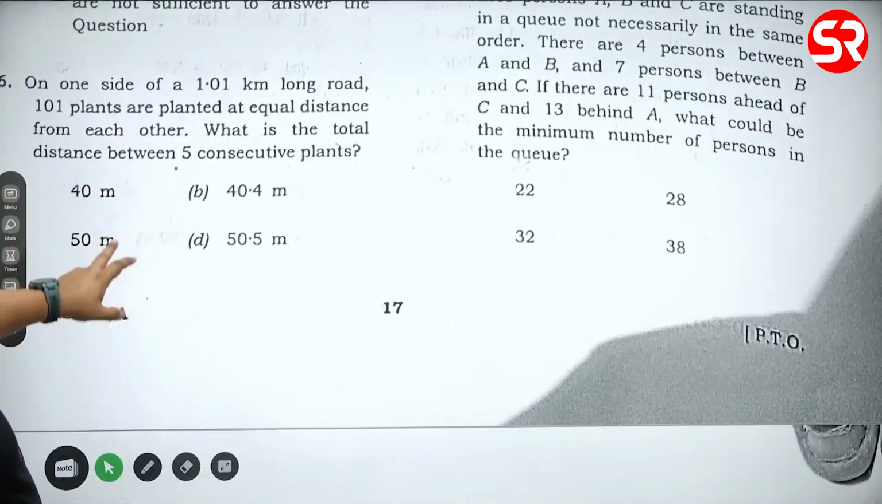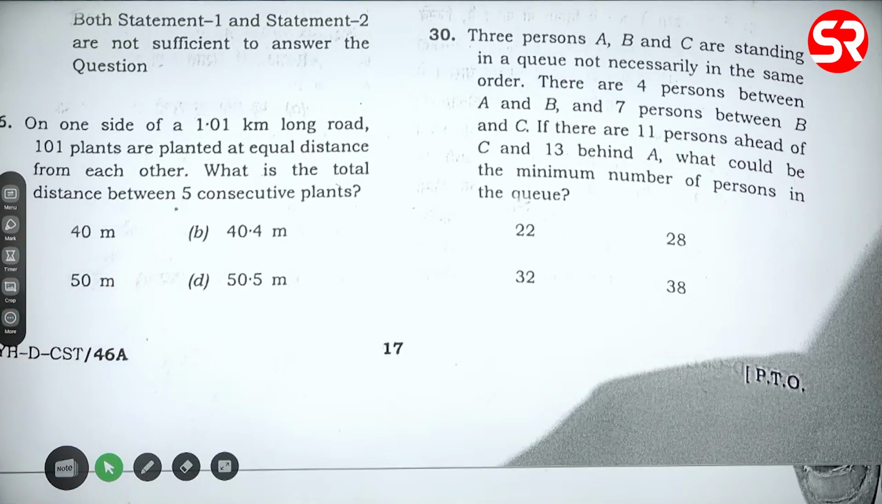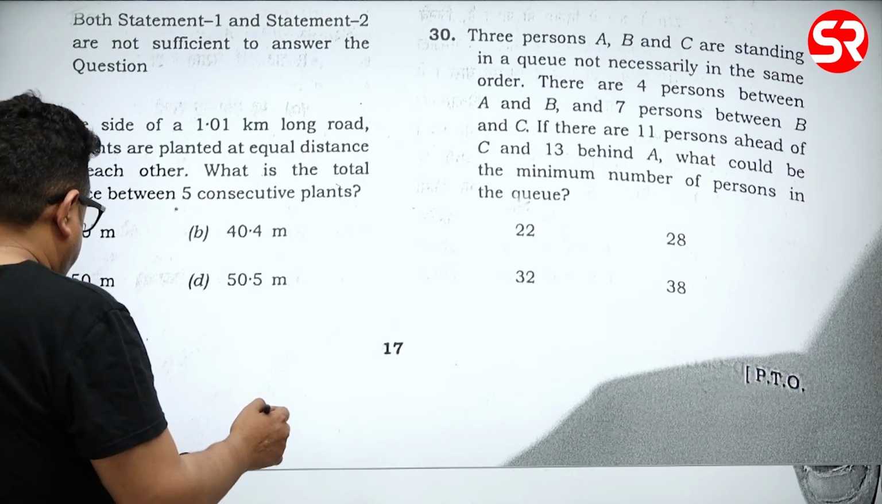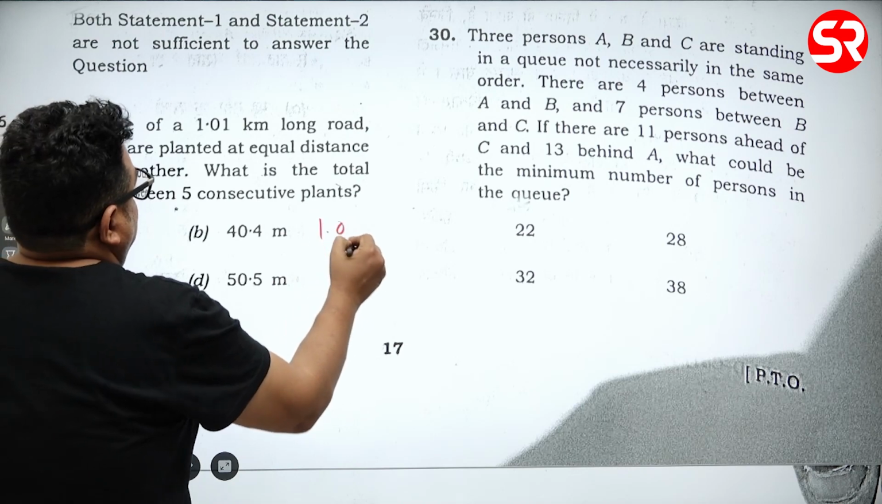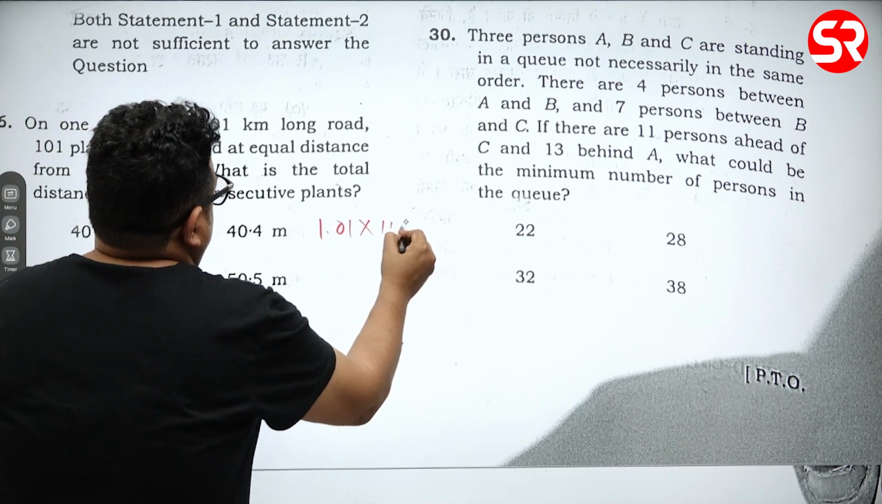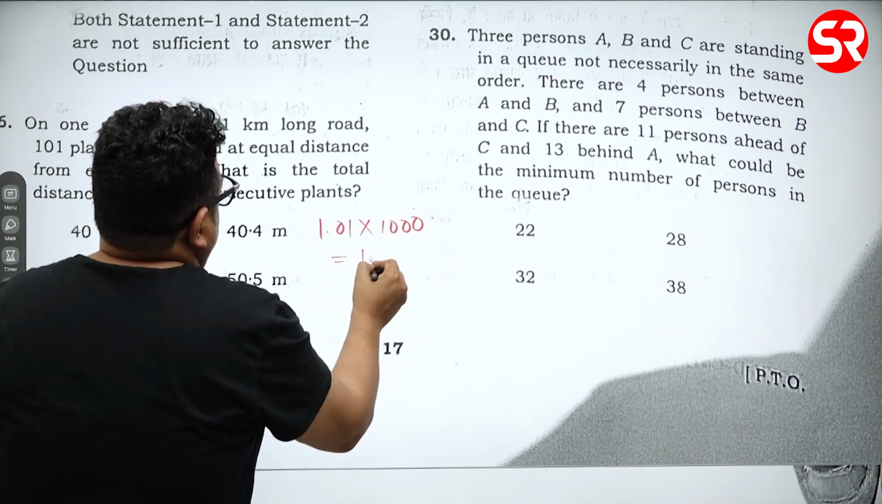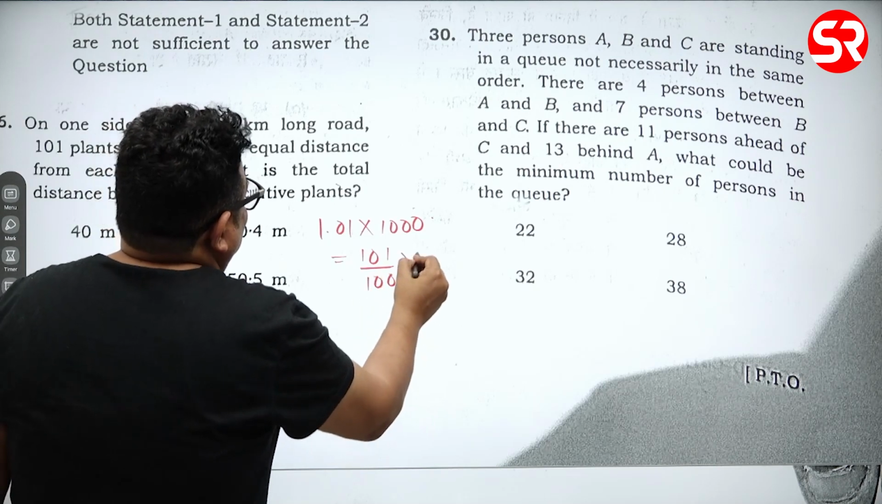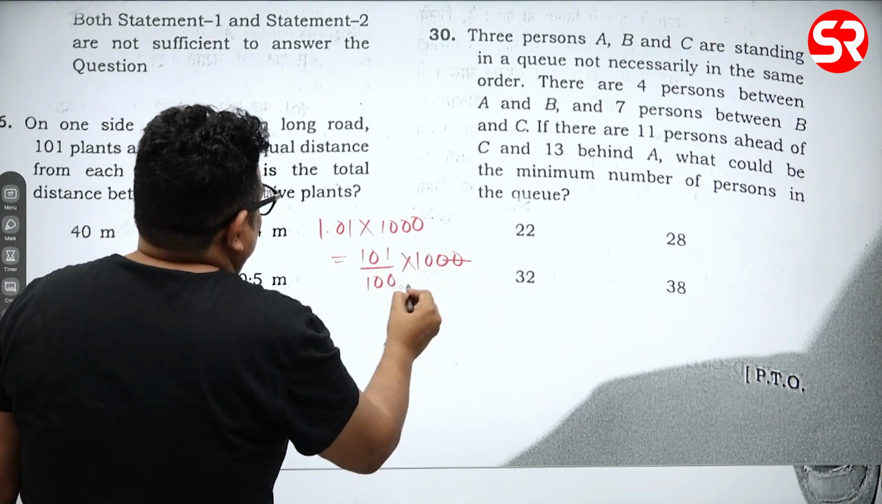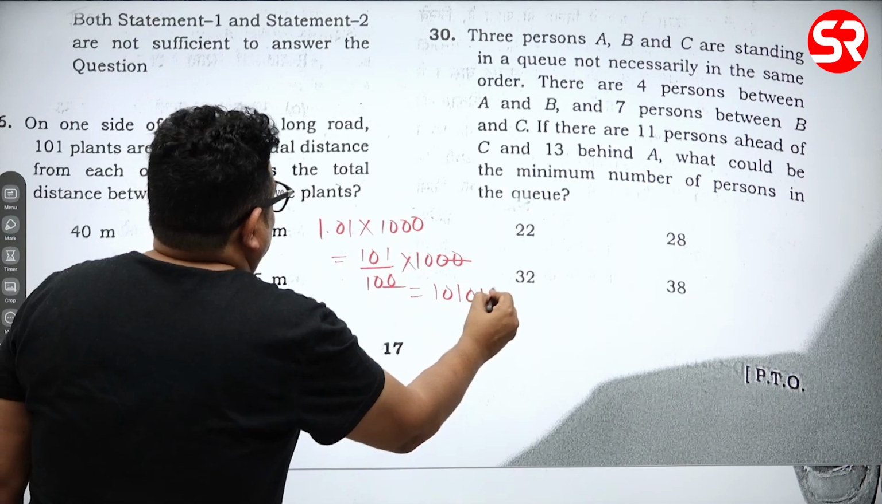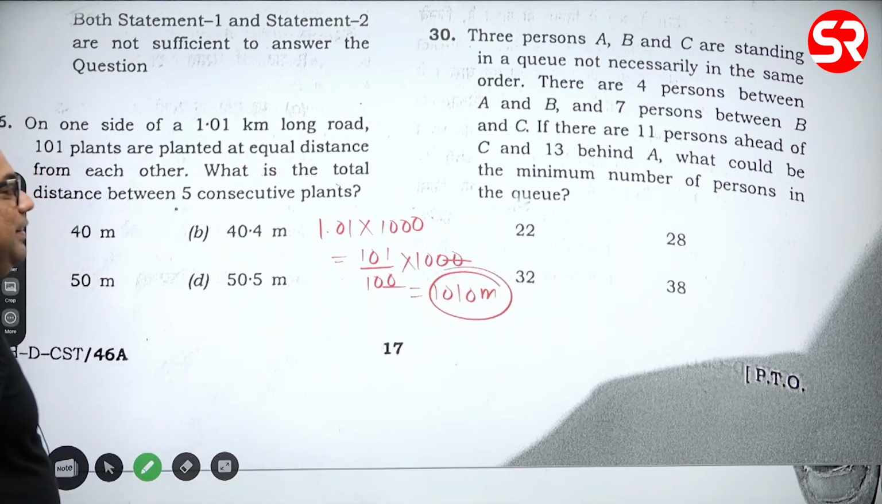So he says, on one side of this, 1.01 kilometer into 1000 comes out to be, simple, 1010 meters. All right, this is the total distance. 101 plants are planted at equal distance from each other.